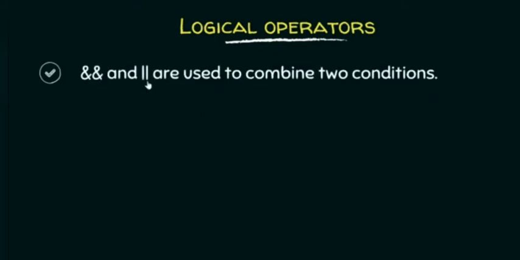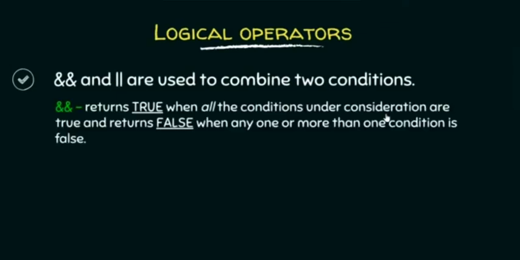Now let's try to understand these operators one by one. AND and OR are used to combine two conditions. AND returns true when all the conditions under consideration are true. That means only if all the conditions are true does it return true, and it returns false when any one condition or more than one condition is false.